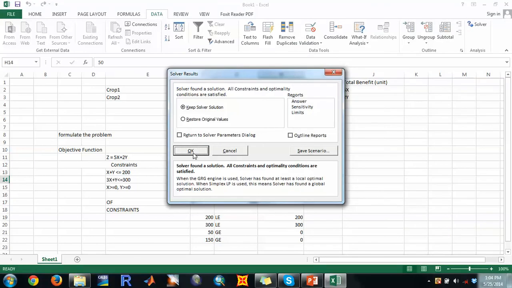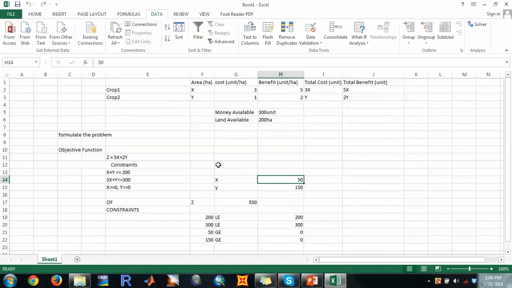Then you can have your outline reports. You can see the scenarios, and this is what you get. So x is equal to 50 and y is equal to 150, which means these are the optimal values where the objective function is maximized to 550 units, and all the criteria have been met. So this is how we do optimization in Excel.